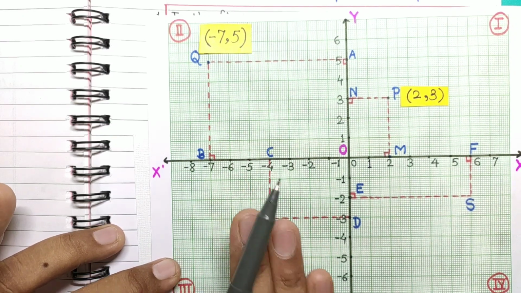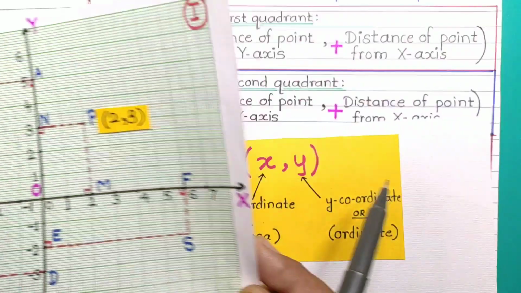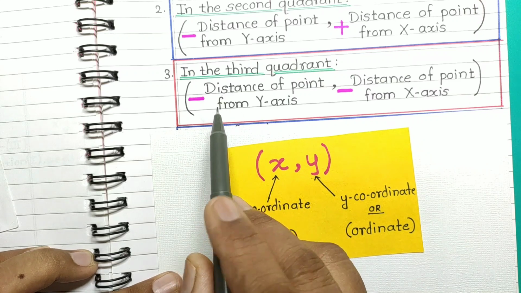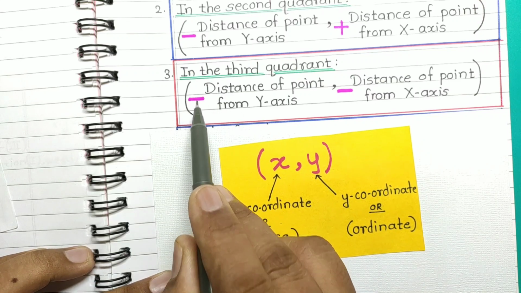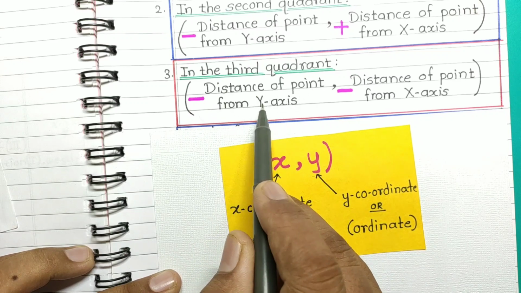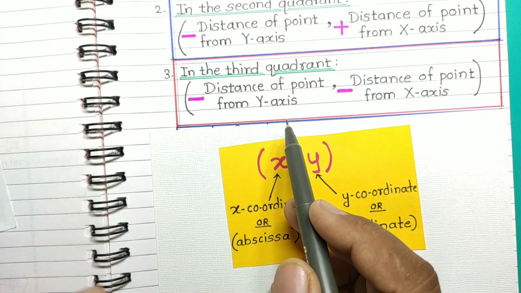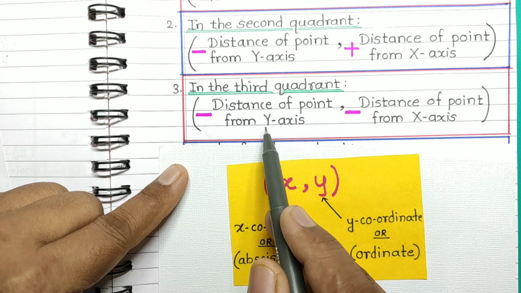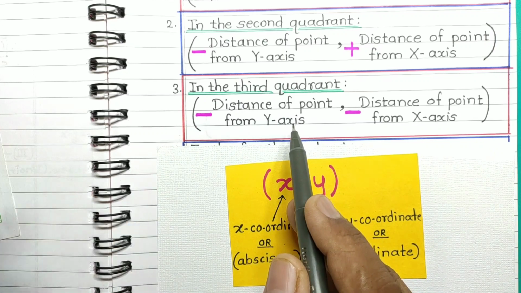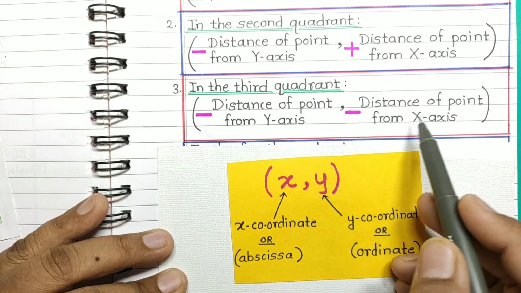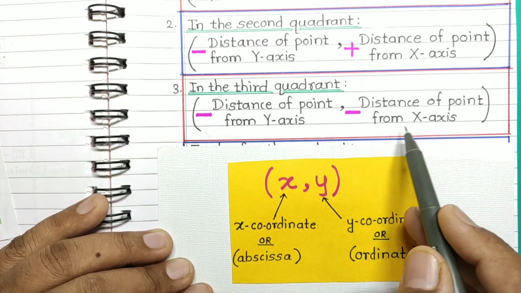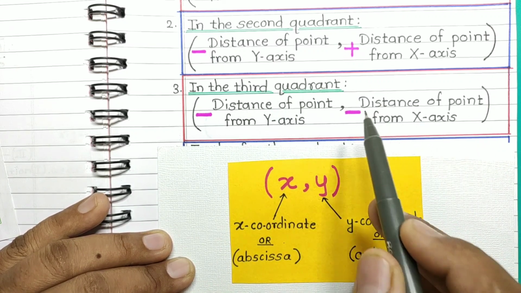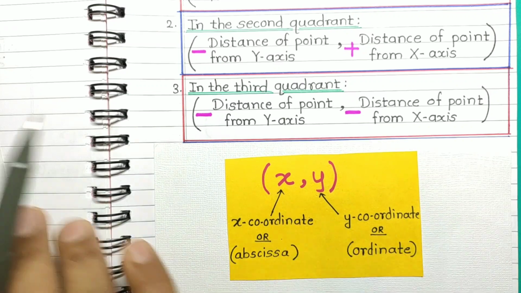Now let's move to the point in the third quadrant. For the point in the third quadrant, x coordinate is assigned with a negative sign. It is distance of point from y axis. See, in all the quadrants, x coordinate is the distance of point from y axis, but quadrant wise signs differ, and y coordinate is distance of point from x axis, and in third quadrant y coordinate is negative. So let's see one example.